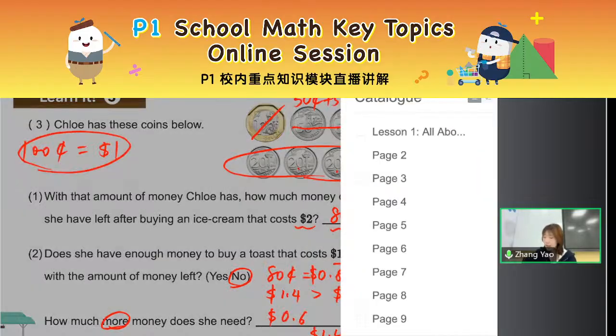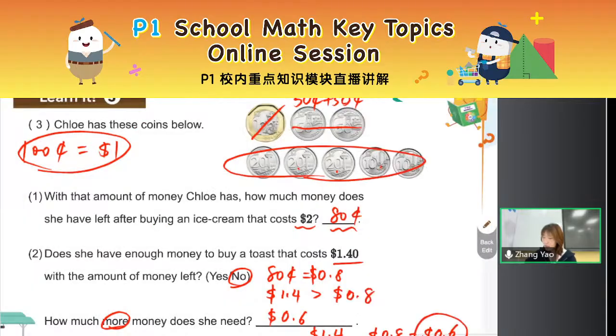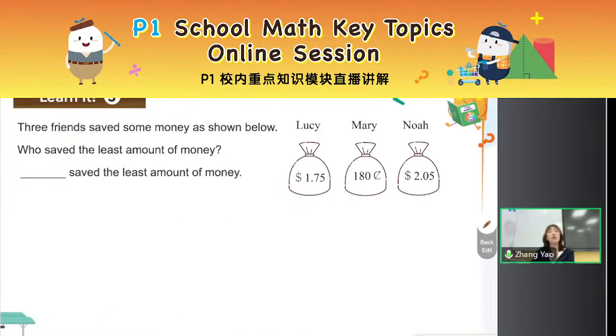All right, and now let's see the last question. 3 friends saved some money as shown below. Who saved the least amount of money? So we got Lucy, we got Mary, we got Noah.